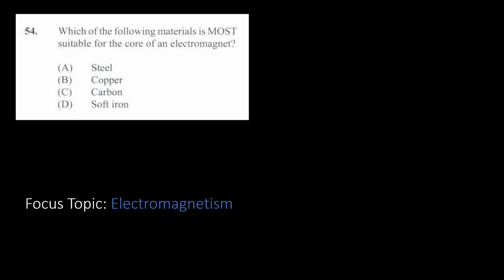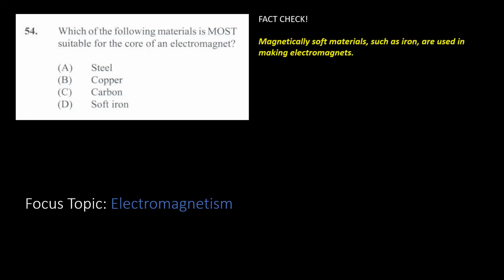All right, we're back to electromagnetism again. Which material is most suitable for the core of an electromagnet? Now, when we have electromagnets being constructed, we try to use magnetically soft materials. And one of the more popular types of materials that is magnetically soft is iron. So we use a soft iron core for an electromagnet in most cases. So that's D.